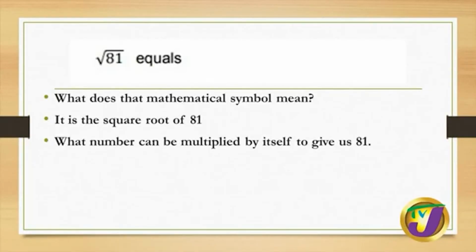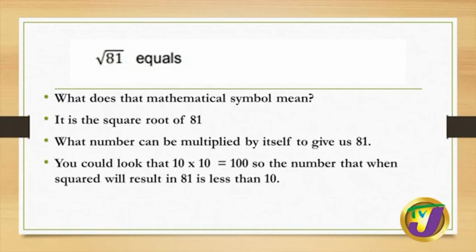You can play around a little bit with your knowledge. So we know that 10 times 10 gives us 100. So the number will not be greater than 10. And then we can go a little bit lower. 8 times 8 is 64. So that's less than 81. So what is between there? Yes, 9 times 9 is 81. So the square root of 81 is 9.